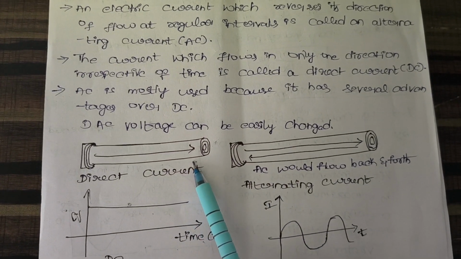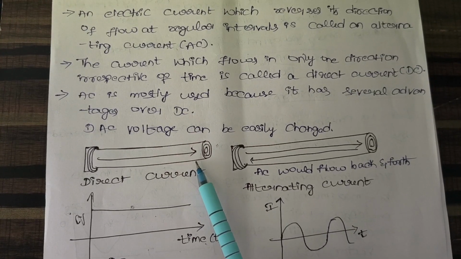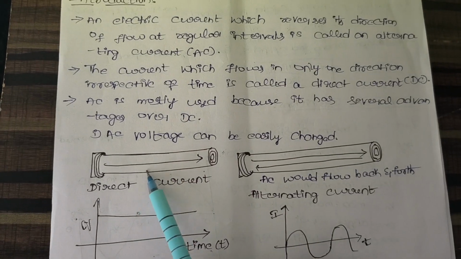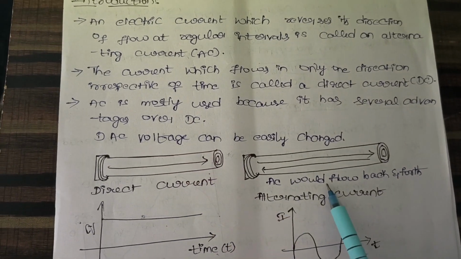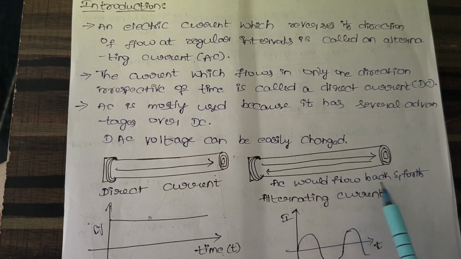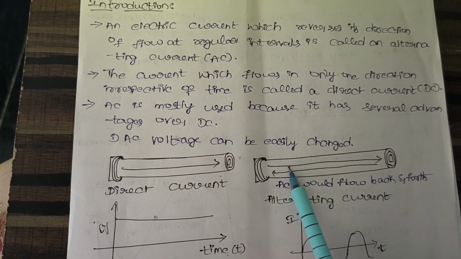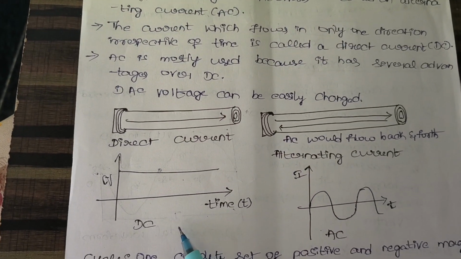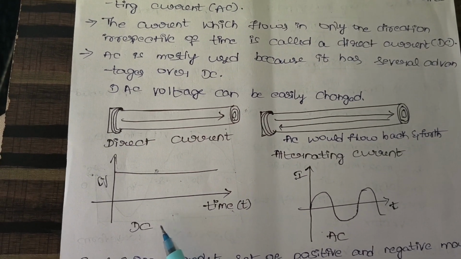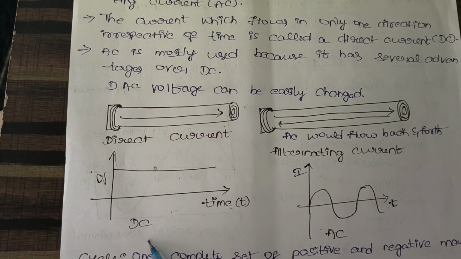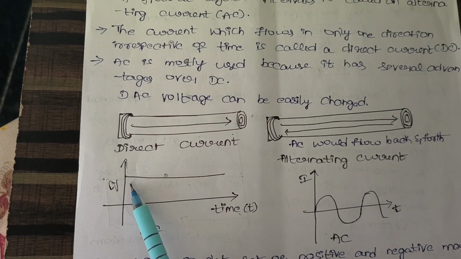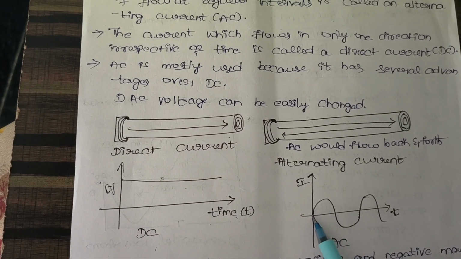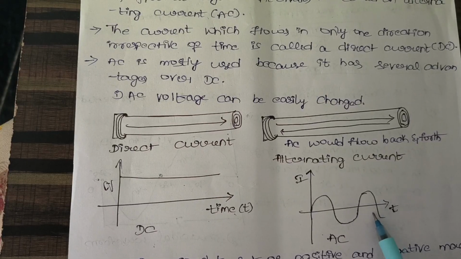Suppose this is one wire or conductor. The direct current flows only in one direction. In the AC, it flows back and forth, so it flows forward and also backward. When we see the graph between current and time, in the DC the current is constant irrespective of time. In the AC, the current is one complete set of cycles.